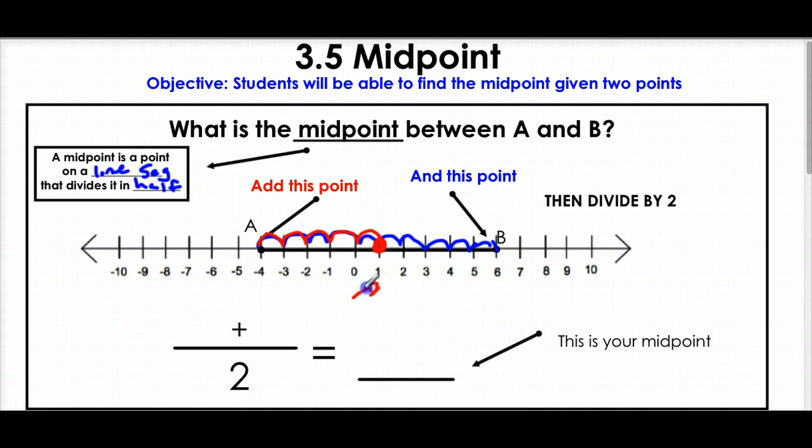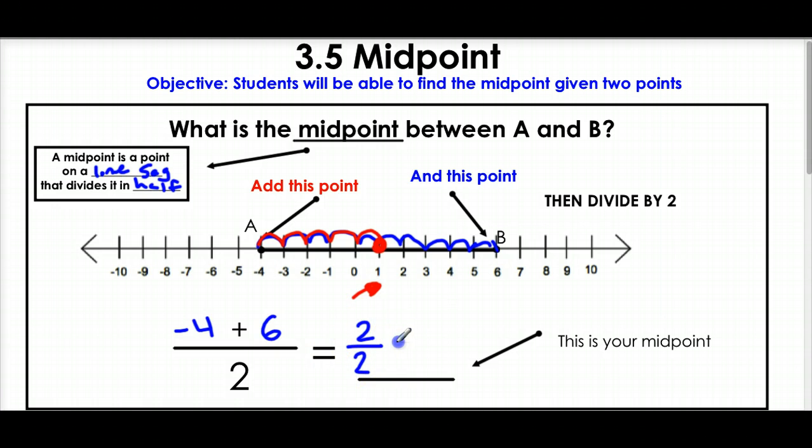But there's an easier way to do things, and that's why I love math. We got our little tricks of the trade. Another way we can do it is to add the distance from A to B. So if A is at -4 and B is at 6, I add -4 plus 6, and that gives me 2. And I'll just divide that in half like we just did.